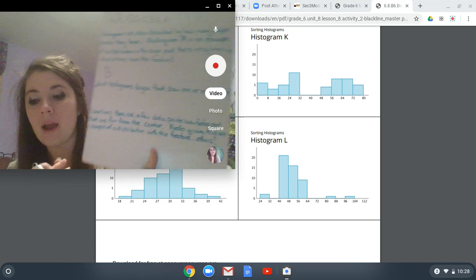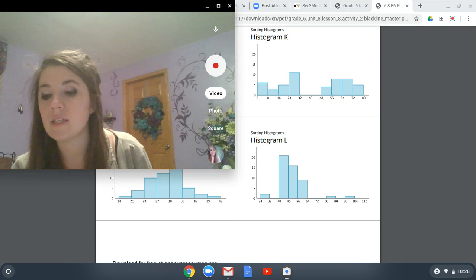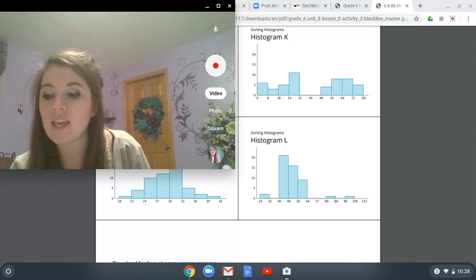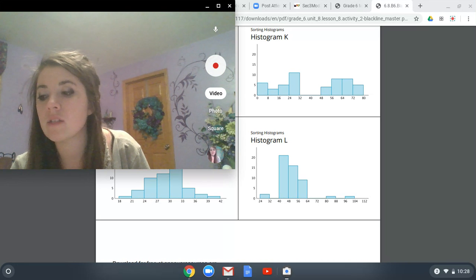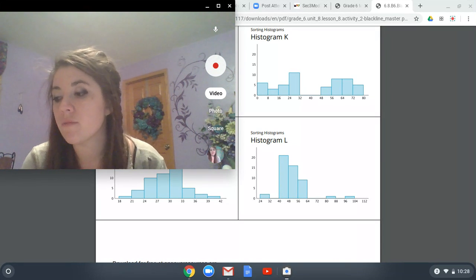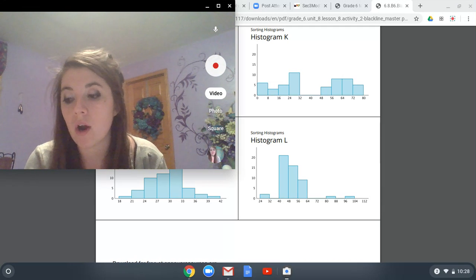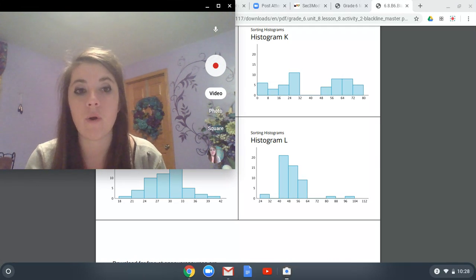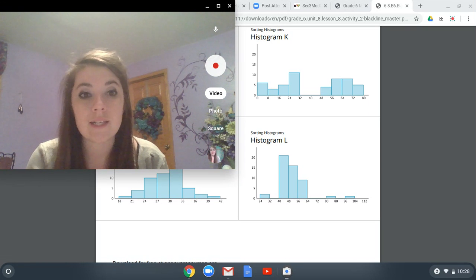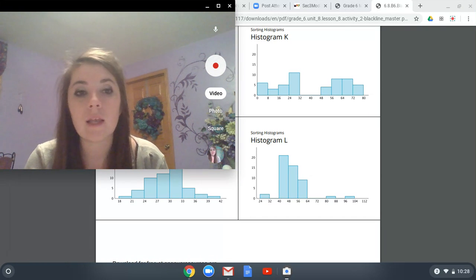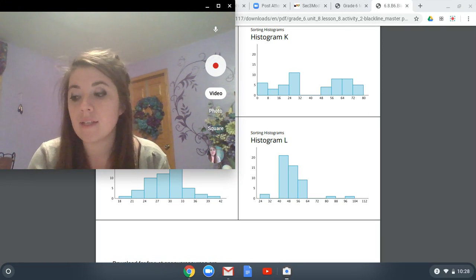So gaps are where, the information here that it says in your workbook: some histograms have a gap, a space between two bars where there are no data points. For example, if some students in a class have 7 or more siblings, but the rest of the students have 0, 1, or 2 siblings, the histogram for this data set would show gaps between the bars because no students have 3, 4, 5, or 6 siblings. So basically we're looking for gaps in the data.